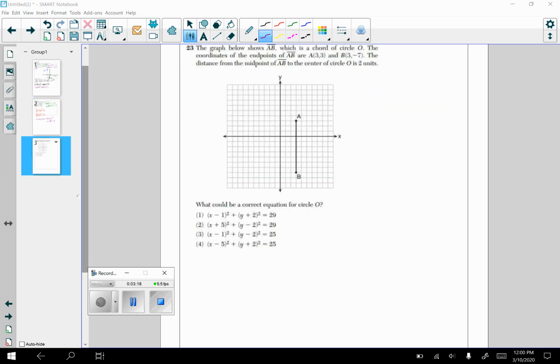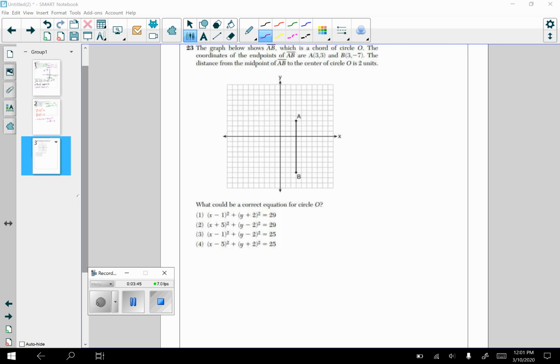The graph below shows segment AB, which is a chord of circle O. The coordinates of the endpoints of segment AB are A(3, 3) and B(3, -7). The distance from the midpoint of AB to the center of the circle is 2 units. Which could be a correct equation for circle O? Keep in mind, we need 2 key pieces. We need the center and we need the radius to write the equation of a circle.